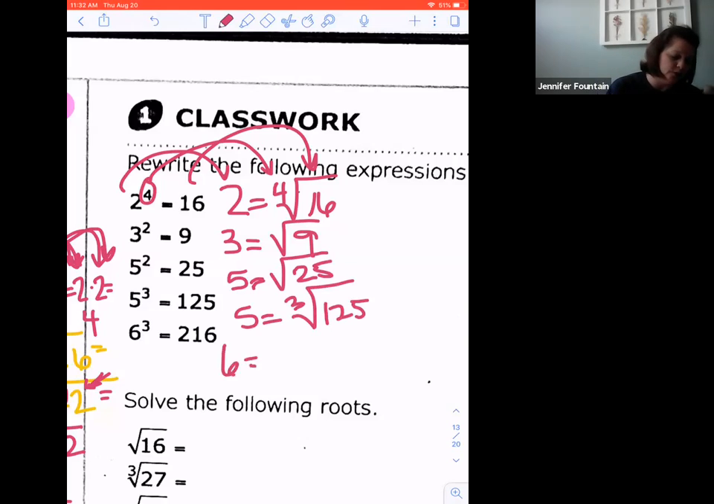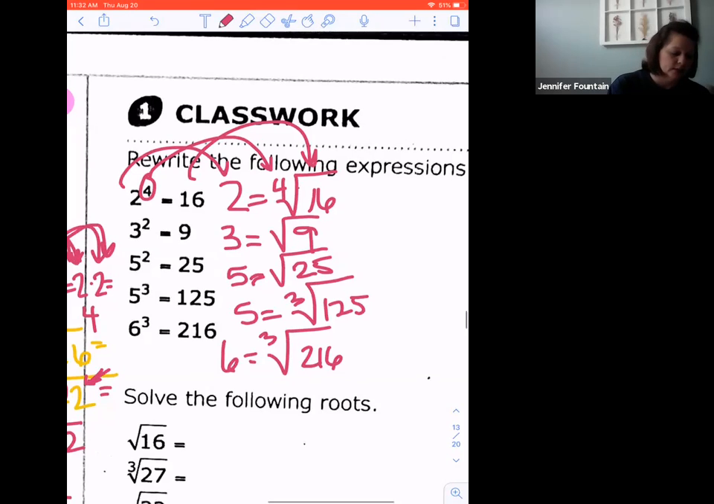And 6 equals the cubed root of 216. That's just to kind of help you understand and see how these things are related. We really won't have any work associated with it, we'll have a little bit, I guess, in activities 2, but that's not a major skill that we'll be working on.